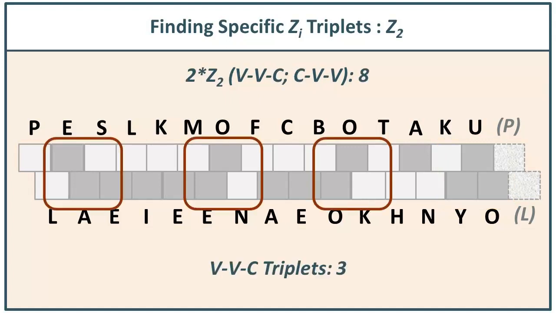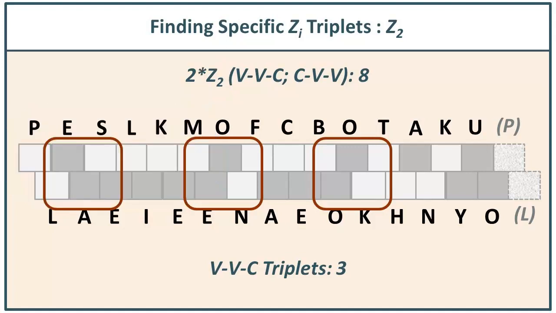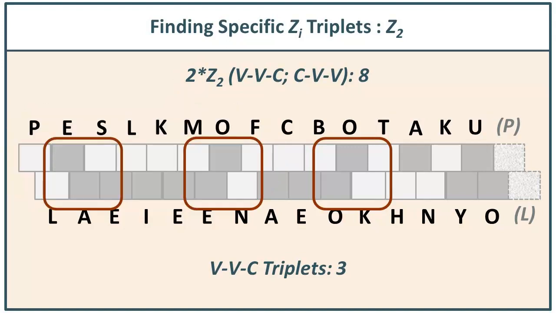We have 8 instances of that next triplet, the Z2s, and a quick word on notation. First, I'm using capital Z's to reference the exact count. We're going to use small z's, and in fact small letters throughout, when we denote the fractional variables. Secondly, you'll see that I'm multiplying that z by a factor of 2. That's the degeneracy factor, and it means that we can count our z2 2 different ways. We can count vowel, vowel, consonant, or consonant, vowel, vowel. So I'm multiplying the z2 by 2 to reference that, and you'll see that when we get into the analytic equations.